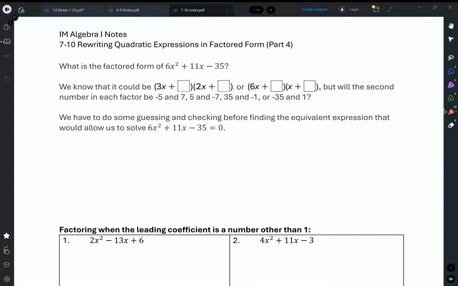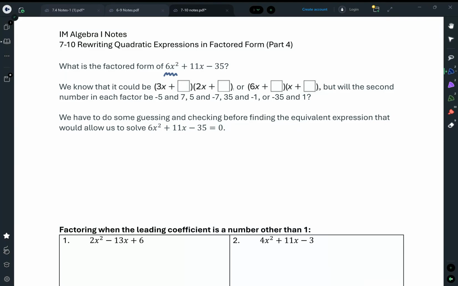So hopefully the part that you're noticing that is different is that now our leading term, our x squared, our quadratic term, has a number in front of it. It has a coefficient other than 1. So now we have a 6x squared. This is going to really change the way we factor. These are not going to be easy today. It's going to take some grit and perseverance.